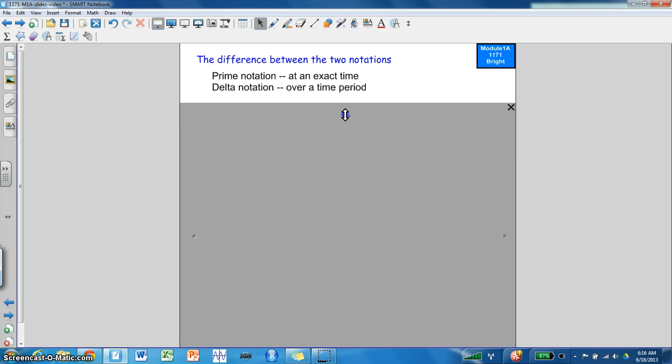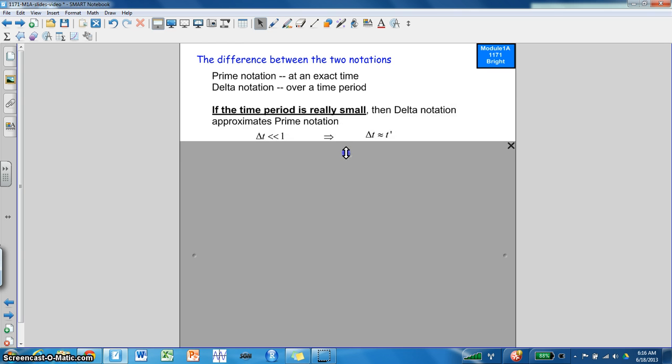Now we're going to really discuss what the difference between the two is. Again, prime notation looks at an exact time in space, or not necessarily an exact time, but an exact value, how it's changing at a very precise value. Delta notation really is looking at the change over a time period or over a range of values. Conceptually, that's the difference between the two.